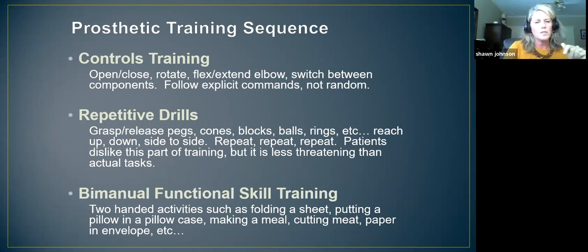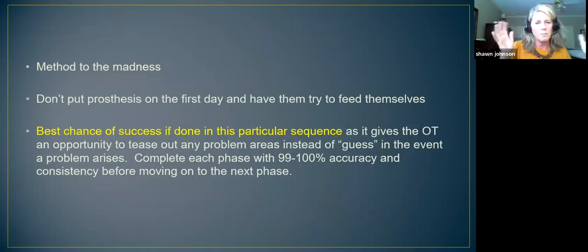And so when it comes to controls training, well, I'll go back here for a second. So we're making sure that they follow explicit commands and it's not random. For repetitive drills, we want to repeat, repeat, repeat muscle memory. It's an important piece of it and shouldn't be skipped. And I'll explain why in a second. And then 2-handed activities for the bimanual functional skill training is what you should do the very last, not the very first. So for OTs, there is a method to this particular sequence of madness.